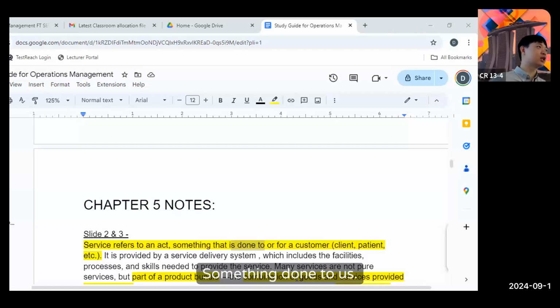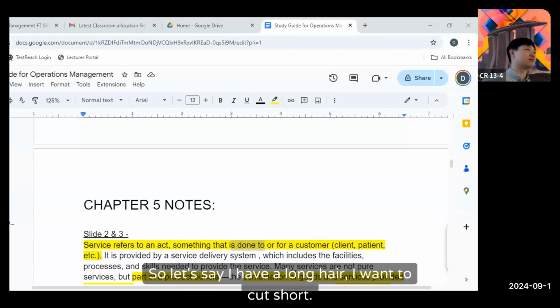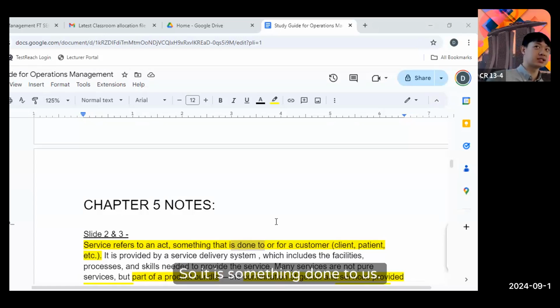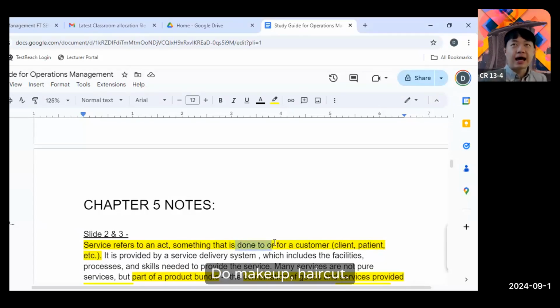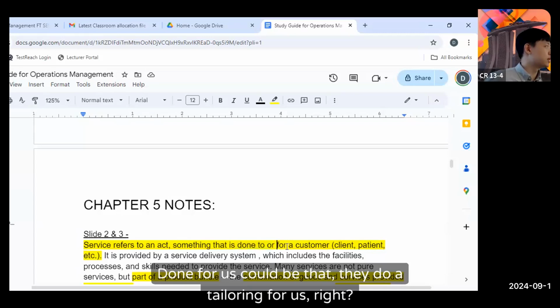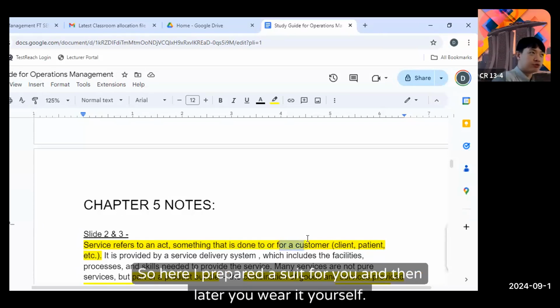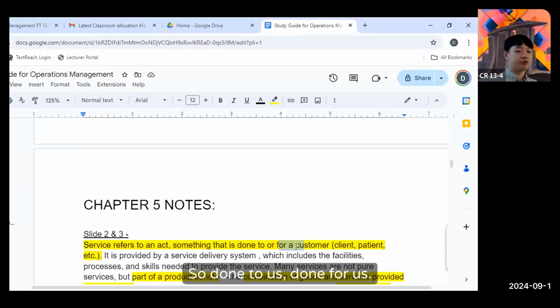Examples of something done to us. Let's say I have long hair, I want to cut short. So it is something done to us. Just a simple one, right? So done to us, we could change our appearance, do makeup, haircut. Done for us could be that they do tailoring for us, right? So here I prepare the suit for you, and then later you wear it yourself. Okay, so done to us, done for us.